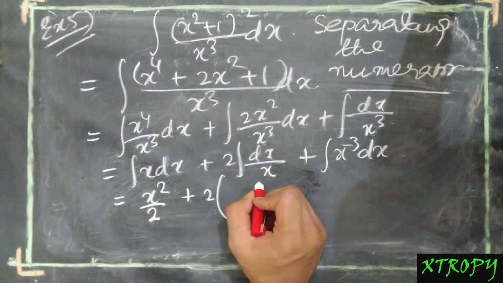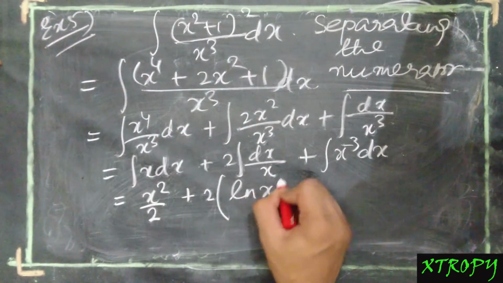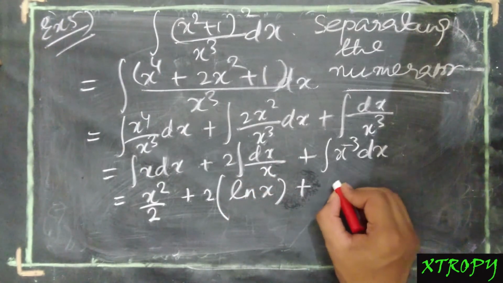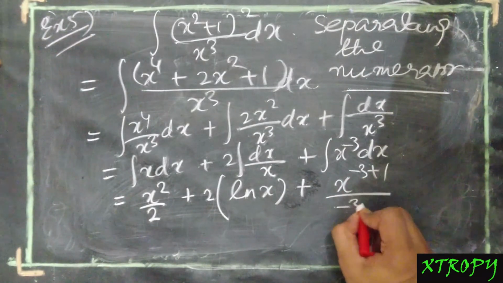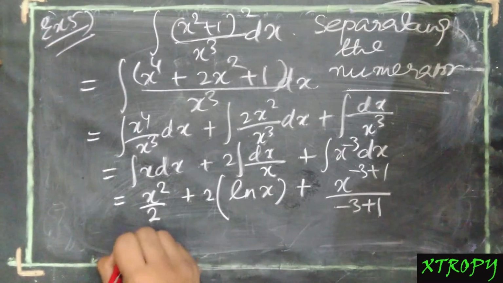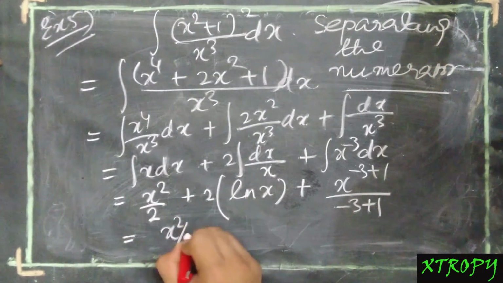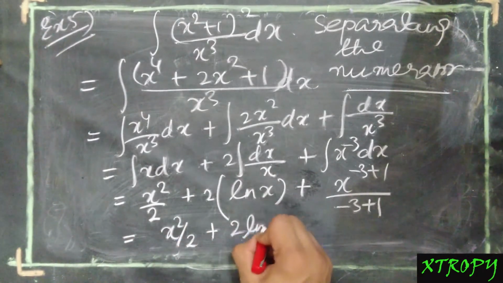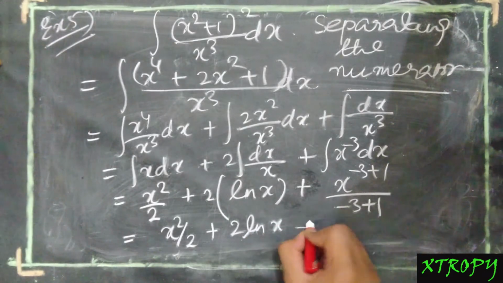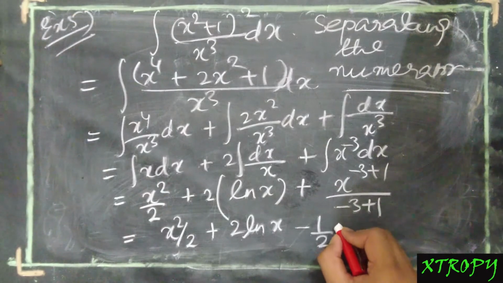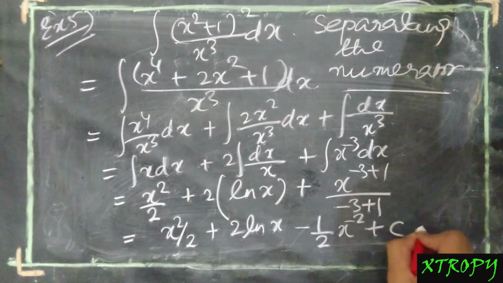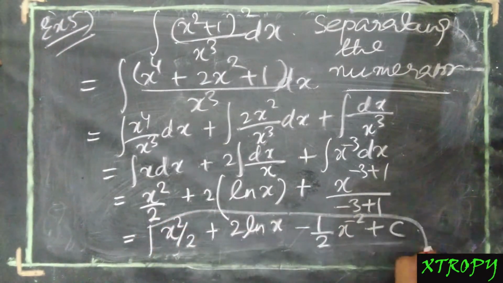What was it? Do you remember? It is actually ln x. Plus x to the power minus 3, so you need to do x to the power minus 3 plus 1 by minus 3 plus 1. So the final answer is x² by 2 plus 2 ln x minus, this is actually minus 2, so minus half x to the power minus 2, plus c. So this is your answer.